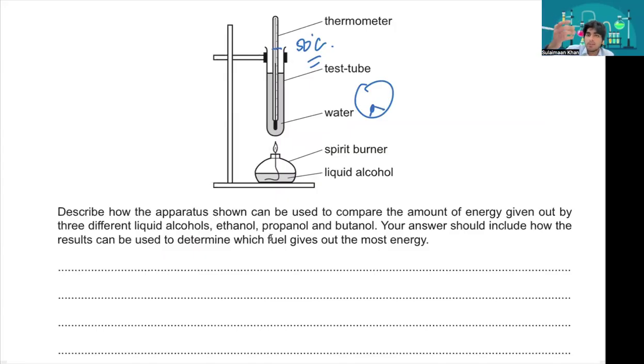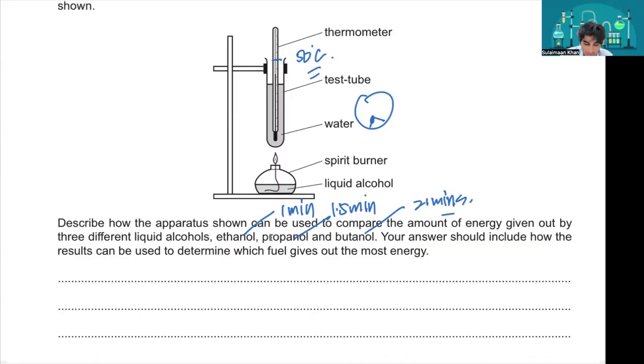I'll start the digital stop clock, and then I'll start to heat this up. Let's suppose for ethanol it took 1 minute, for propanol it took 1.5 minutes, and for butanol it took 2 minutes. So it's pretty easy. How do you know which one will give out the highest amount of energy?